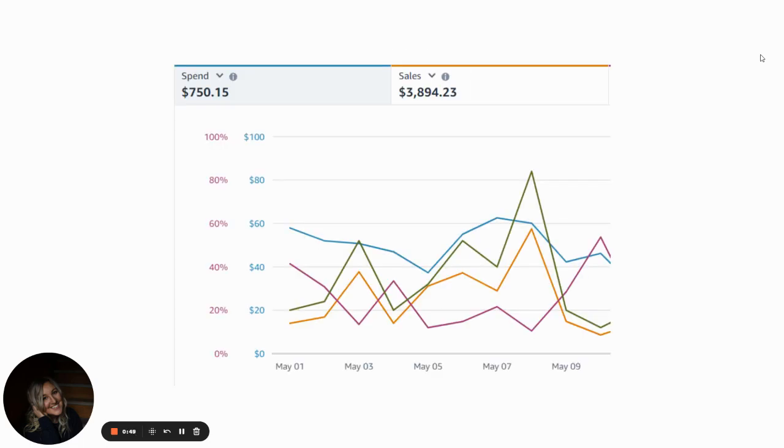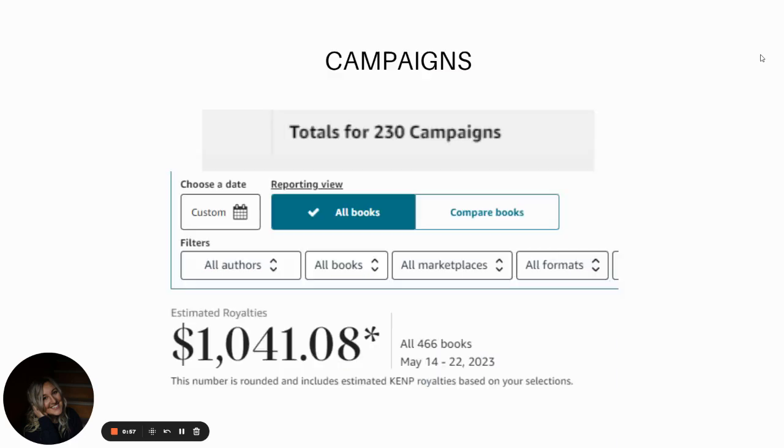This is a screenshot from May 1st to May 9th of my account. I'm going to be sharing this strategy with you for you to test it out in your account and see how it goes. At the time of this recording, I have 466 books. You guys know some of them are blocked, but I have 230 campaigns. So what can I do to consolidate my campaigns but still make them profitable? That's what this video is about.